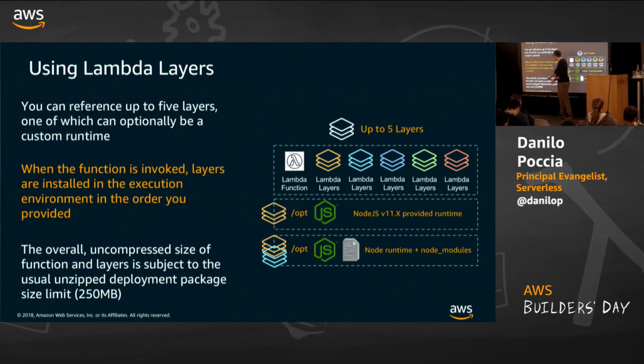The overall uncompressed size of the Lambda function with all the layers remains the same as before. It's 250 megabytes. So you can't use layers to have more space. The space that you have for your Lambda function is exactly the same. You can use layers to organize how you distribute code, but don't expect to have larger functions because you use layers.